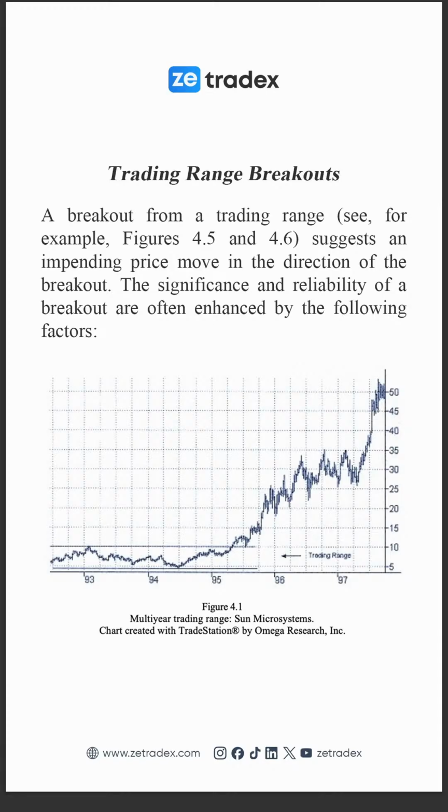Now, we have a breakout from a trading range. For example, figures 4.5 and 4.6 suggest an impending price move in the direction of the breakout. The significance and reliability of a breakout are often enhanced by the following factors. Factor number one: a multi-year trading range. For example, Sun Microsystems, and the chart was created with TradeStation by Omega Research. So it's very important that we have all these things come in handy and know how it actually works and how to make more money from all of this. Next page, please.